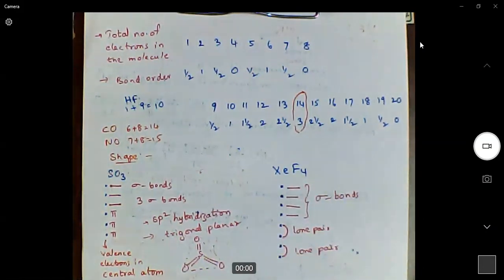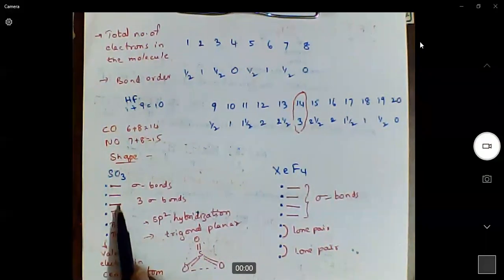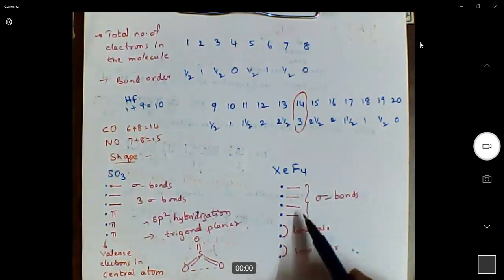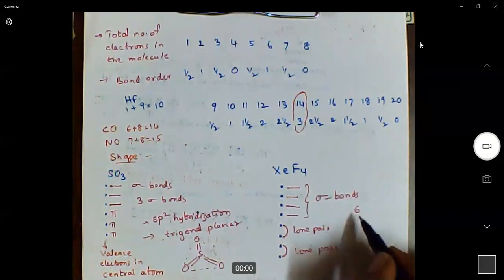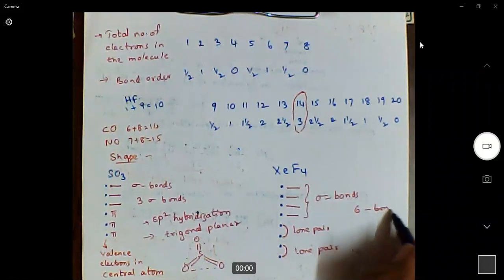In order to count the number of orbitals involved in hybridization, we will count sigma bonds as well as lone pairs. Pi bonds we don't count, because if there is a sigma bond, a pi bond will generate along with the sigma bond. Pi bonds will not contribute to shape, whereas lone pairs and sigma bonds will contribute to shape. Now, 4 sigma bonds and 2 lone pairs, we have 6 bonds. Altogether we have 6 orbitals involved in hybridization.